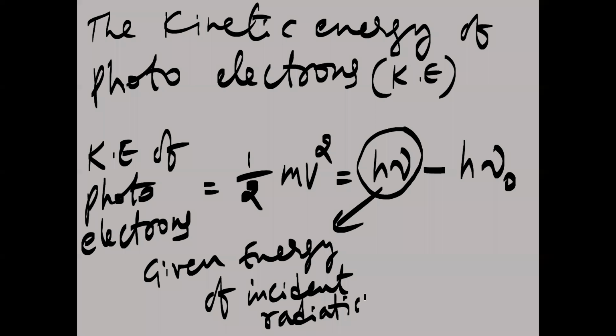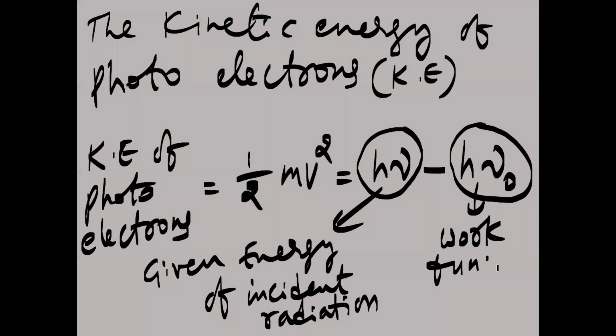So the radiation which falls on the metal surface is what? Incident radiation. Its energy is h nu. And the required energy to remove an electron is what? This is called the work function of the metal. If the work function of the metal is given in electron volts, we have to convert it into joules. We also call it the threshold energy, or work function.